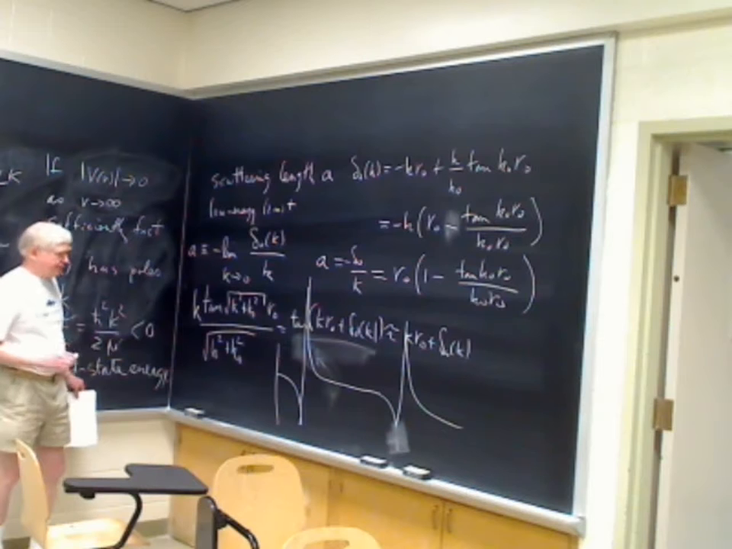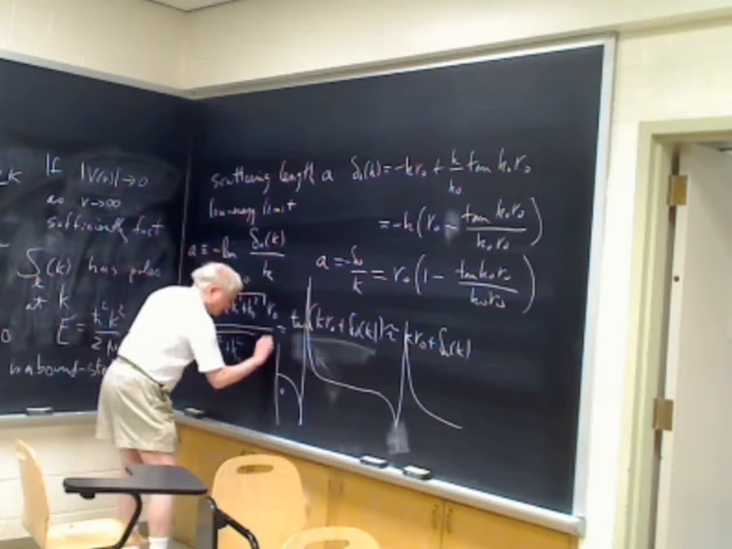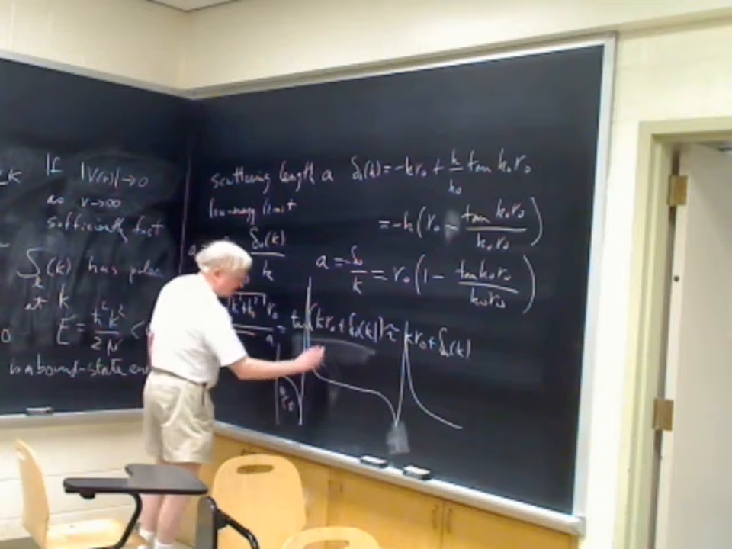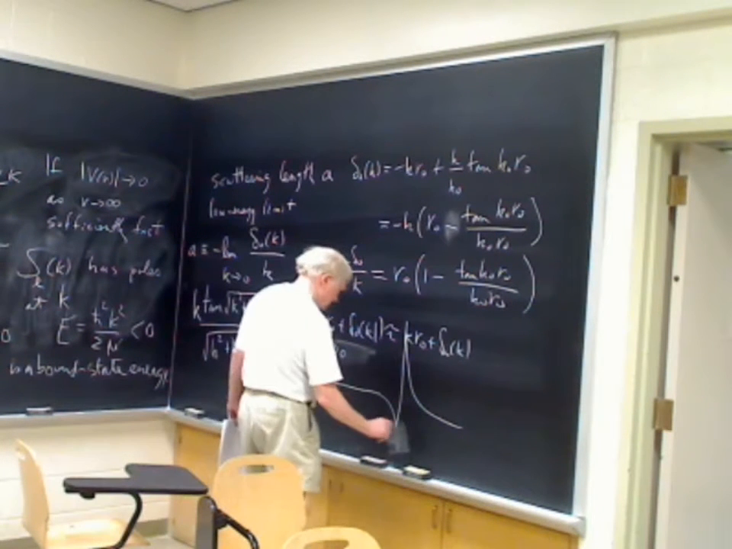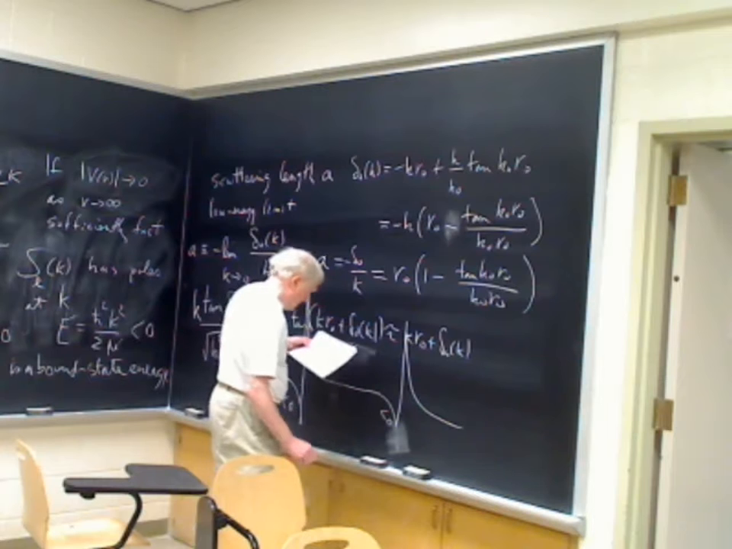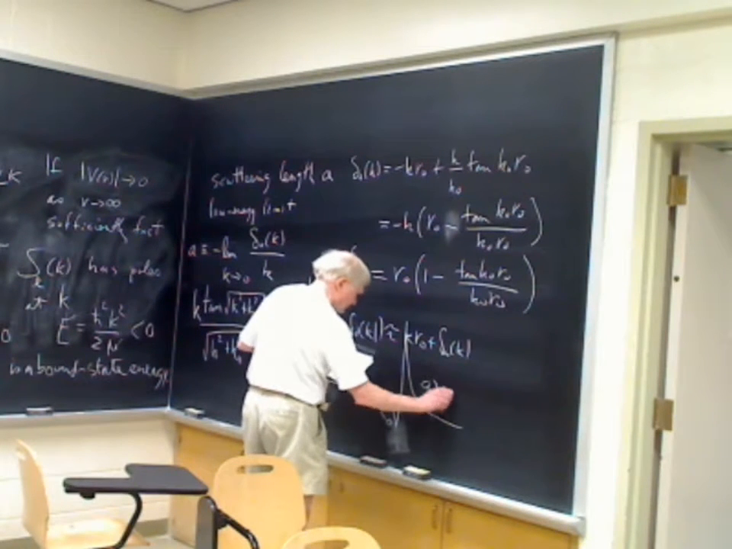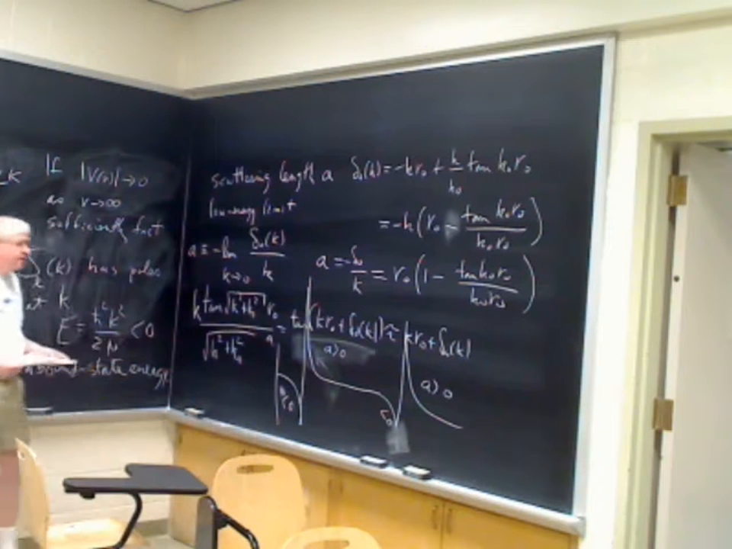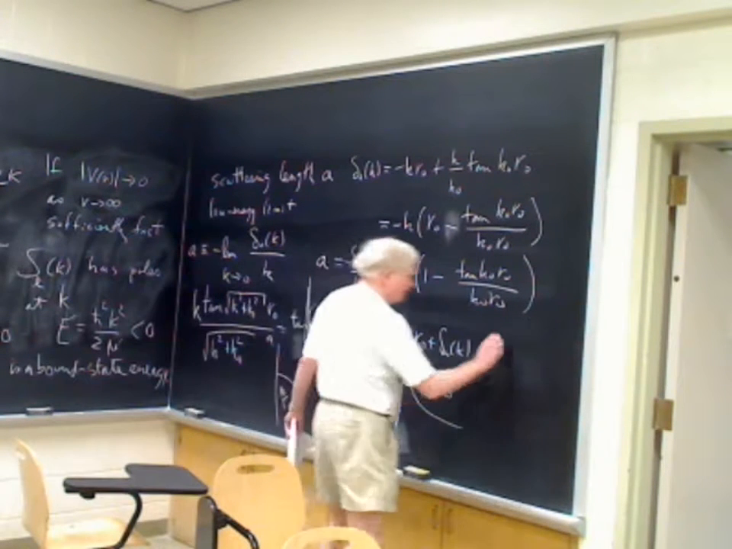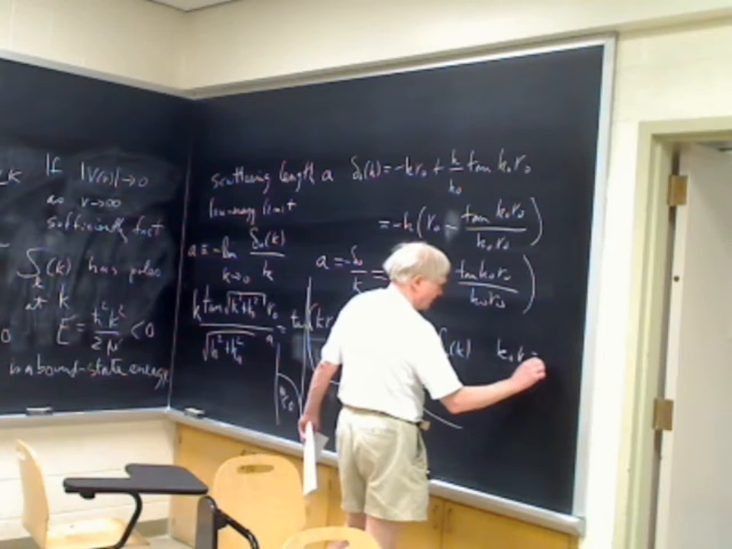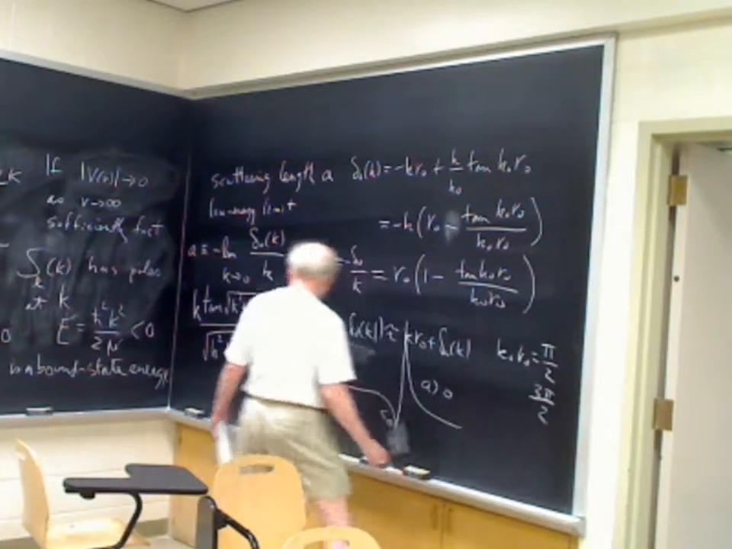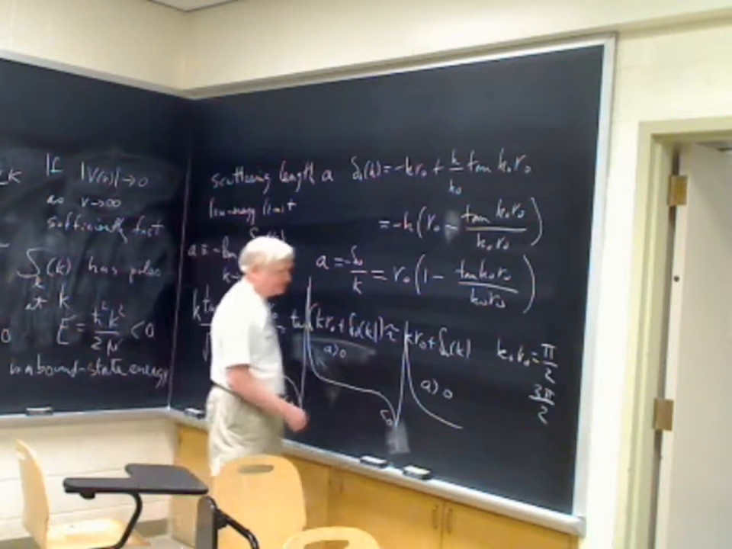So what you've got is the scattering length. What does it look like? The scattering length is negative. This is A. So A is less than 0. Then it's positive. And then it turns negative. And then it turns positive. And these turning points are where k0 r0 is equal to pi over 2, 3 pi over 2. These are the places where it switches from negative to positive.